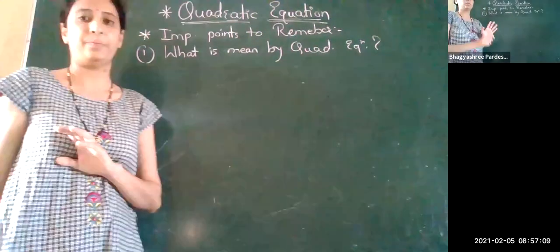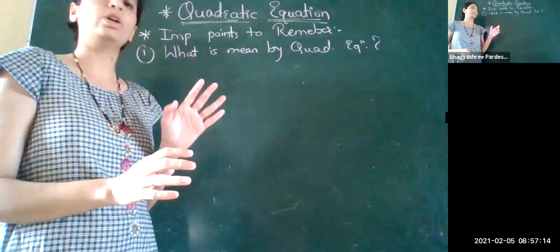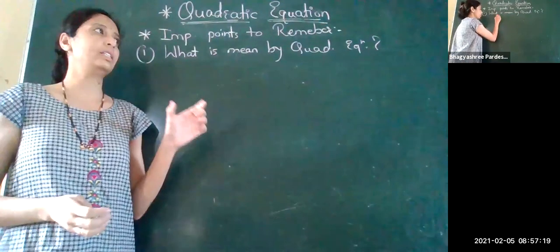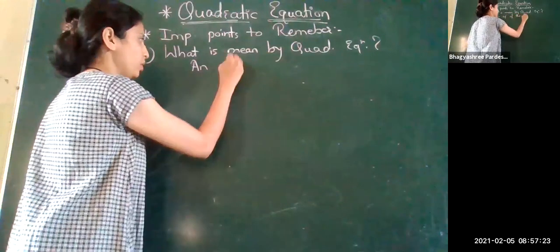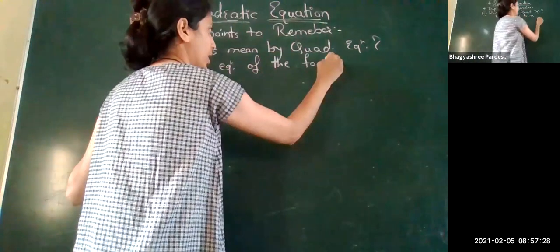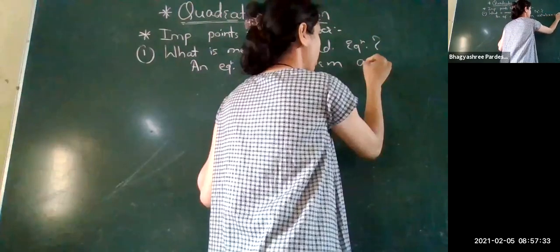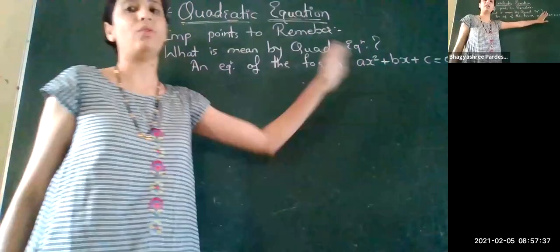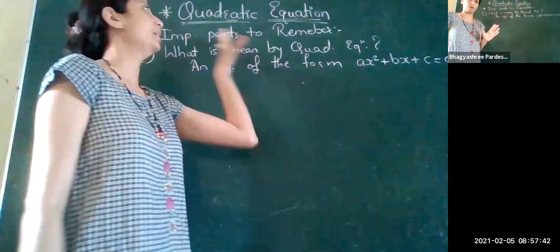In this we are not going to define the definition. We are simply going to remember the standard form here. That is an equation of the form ax square plus bx plus c is equals to 0. All of you know very well that this is nothing but a quadratic equation. That is simply the definition or the meaning of a quadratic equation.